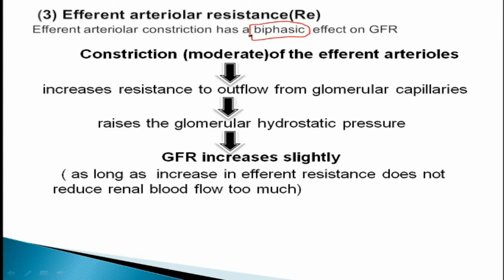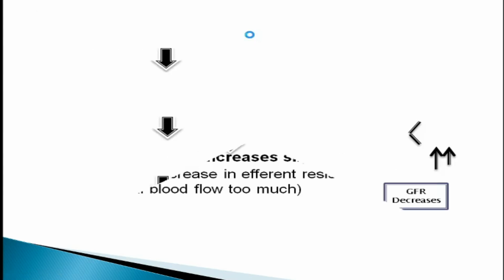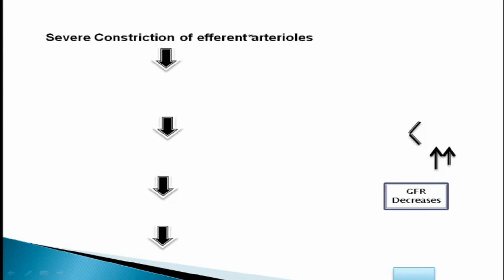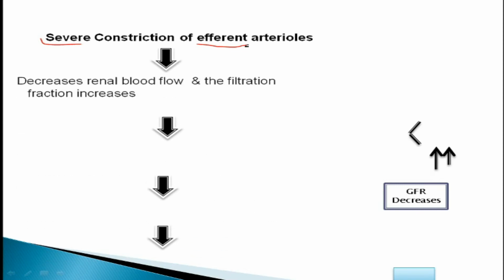But what will happen if the efferent arteriolar resistance is of a significant degree? Now let's see the next situation, where there is severe constriction of the efferent arteriole. The outflow of the blood is totally hampered. This will cause a back pressure effect. And what will happen if the constriction is so severe that the efferent arteriole is almost collapsed?